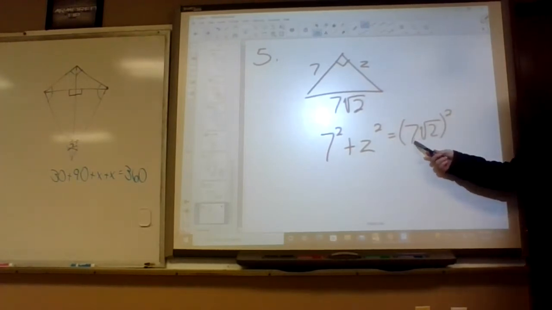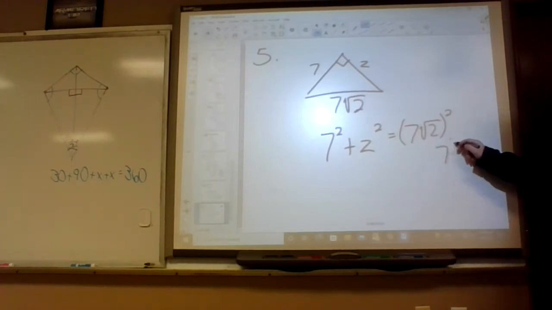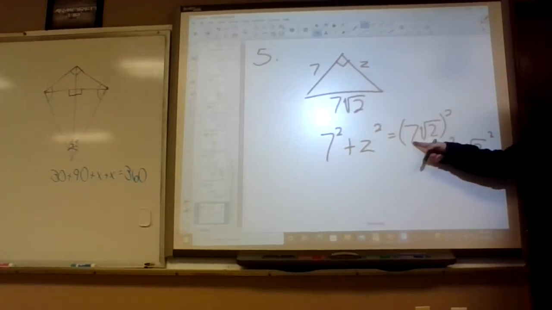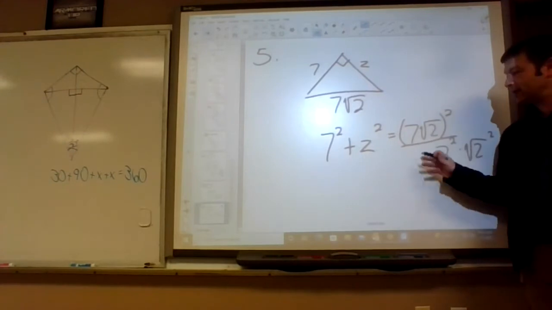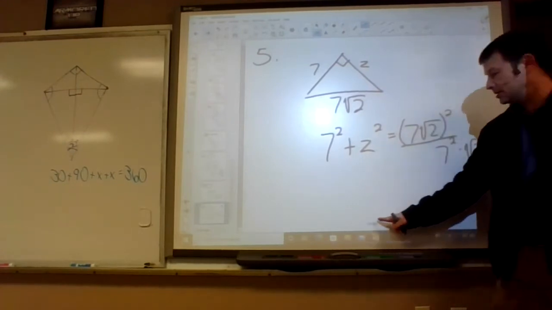So you could use your calculator on this also. It's actually not that bad. It's basically 7 squared times square root of 2 squared. 7 squared is 49, 7 times 7. Square root of 2 squared is 2. So this is 49 times 2 basically. You could just plug that in your calculator with parentheses. But anyway, that's 98.